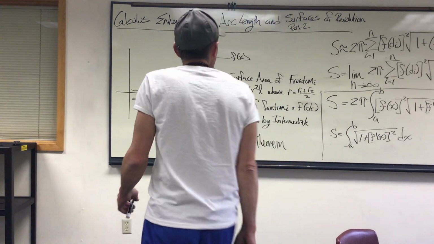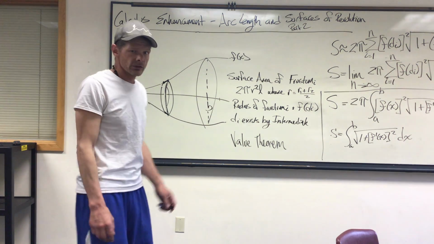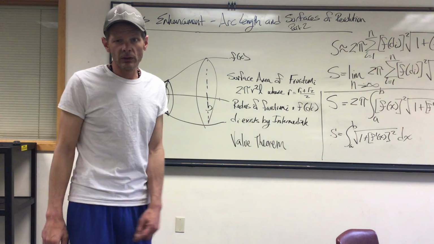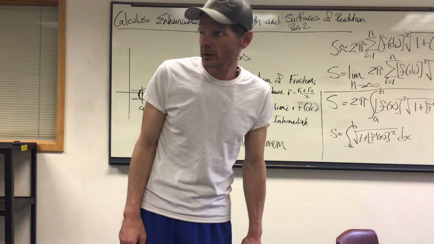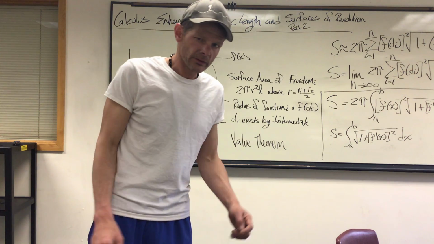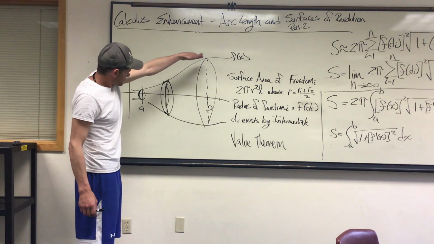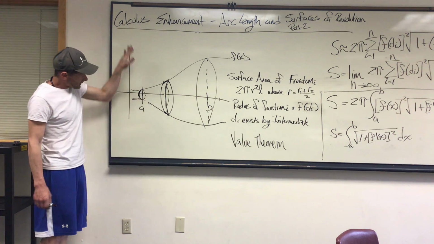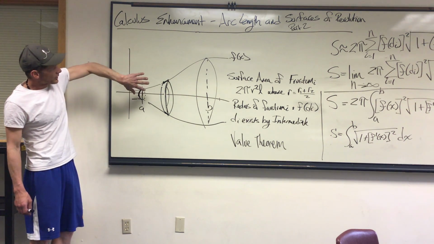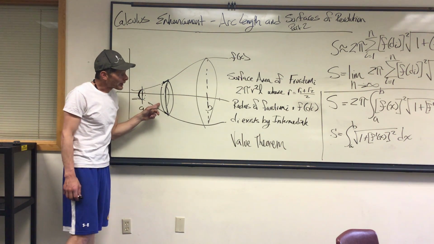Okay, this is video part 2 for arc length and surfaces of revolution. In the last video, we talked about the motivation behind the arc length formula, the integral that gives you the arc length of a nice curve. Now we're going to take this curve and rotate it about the x-axis, and consider the surface area.